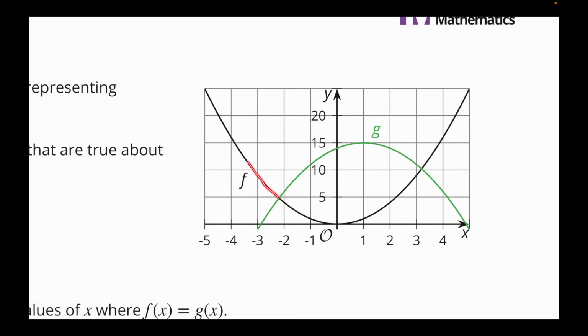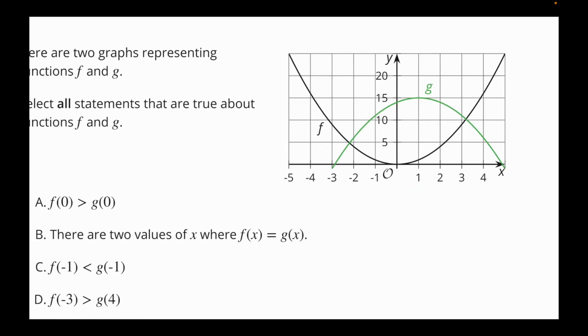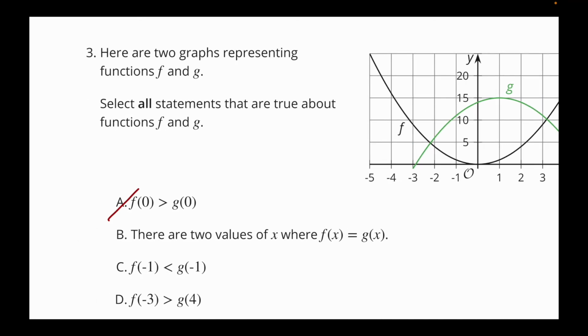Now the function of f is this black graph here. The function value here is 0, and I can clearly see that the function value of g is above it. So this is not true because g is greater at 0 than f is. So we're going to cross that one out.